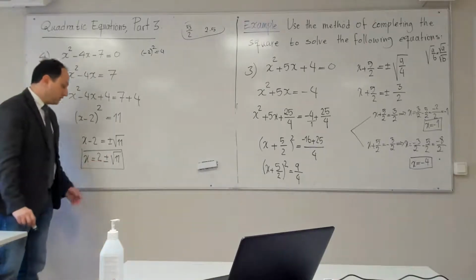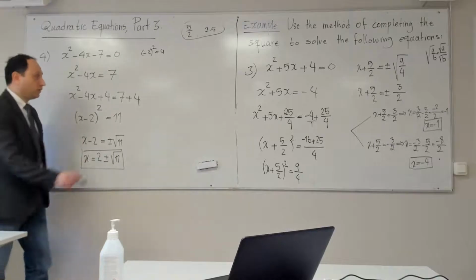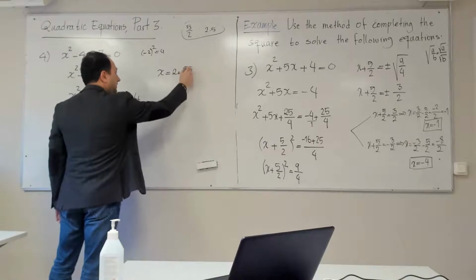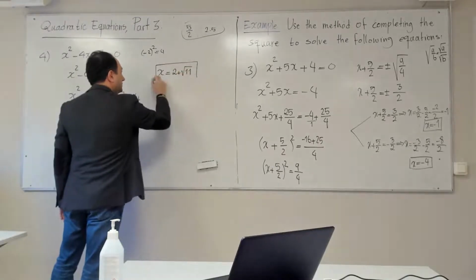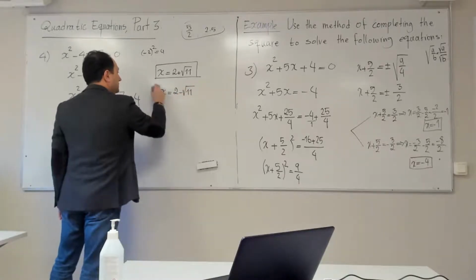The meaning of this, if I ask you how many answers I got here, you would say 2. One of them is 2 plus square root of 11. This is one answer. And the other one is 2 minus square root of 11. That is the second answer.